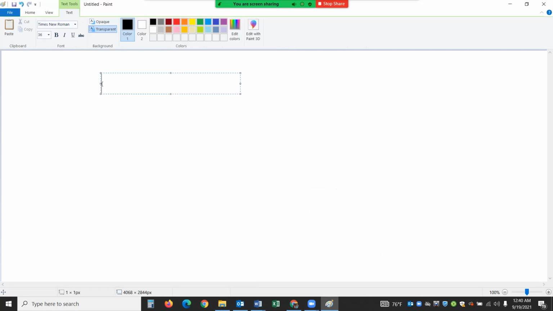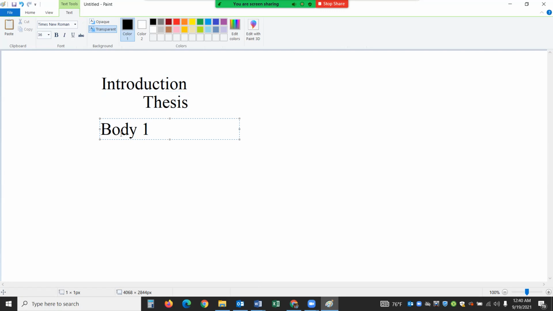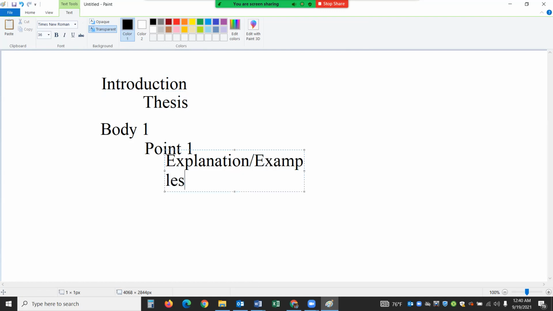But an easy way to think about your structure, your organization for your essay, is that you have to have an introduction. That's usually a paragraph. And at the end of your introduction, it has a thesis statement. And then you have body paragraphs. Let's see, introduction with a thesis. Body paragraphs. Body paragraphs usually have point 1 and then explanation or examples of that point.